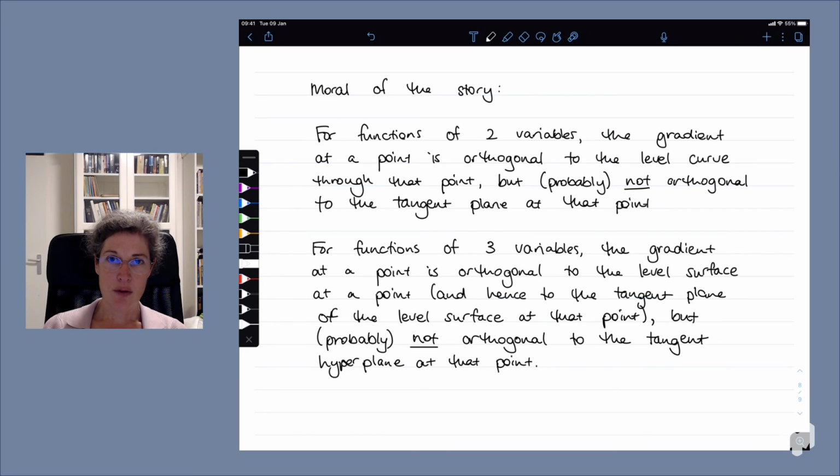On the other hand, if you've got functions of three variables, then our gradient at a point is orthogonal to the level surface at a point, and because we're now dealing with a level surface, that surface will have a tangent plane, so our gradient is going to be orthogonal to that tangent plane, but it's probably not going to be orthogonal to the tangent hyperplane at that point. So remember, you won't have a tangent plane to this crazy four-dimensional surface, you'll have a hyperplane. We need a little bit more maths to talk about what it means to be orthogonal, but our gradient wouldn't be.